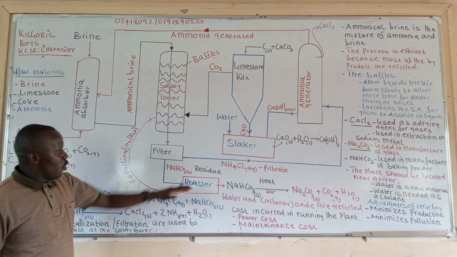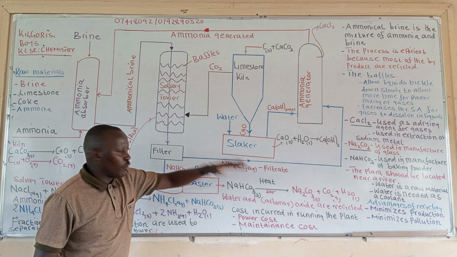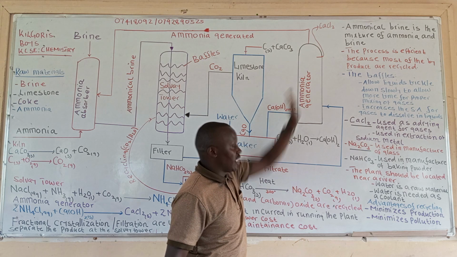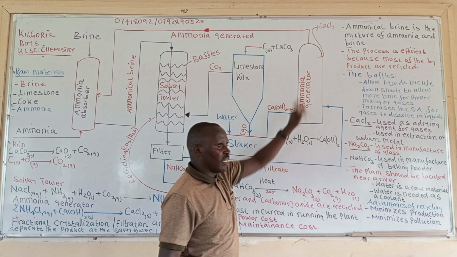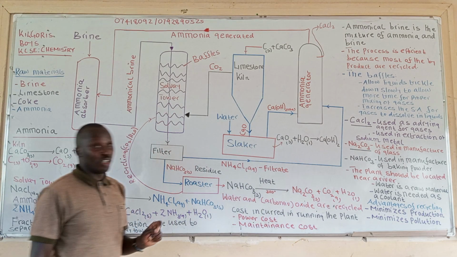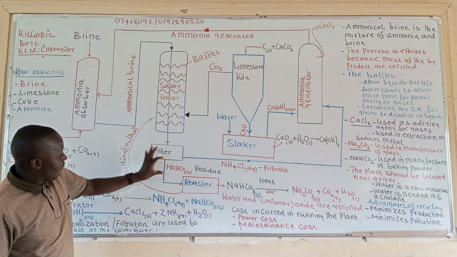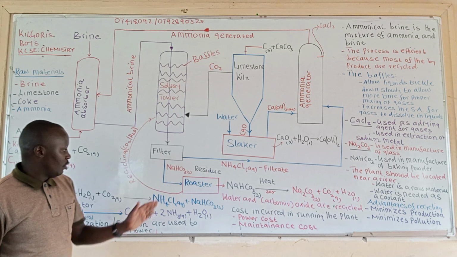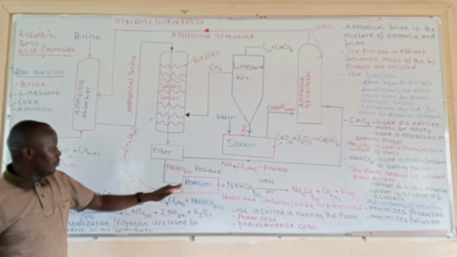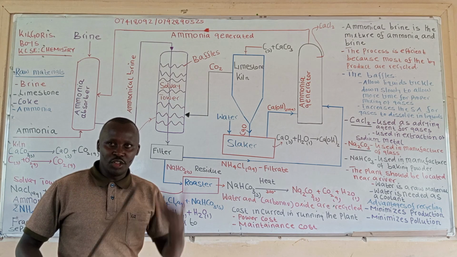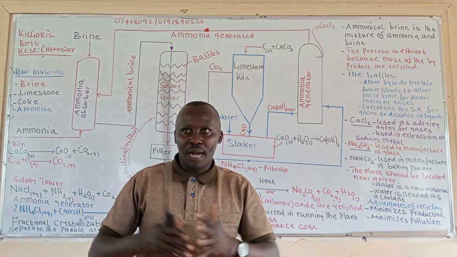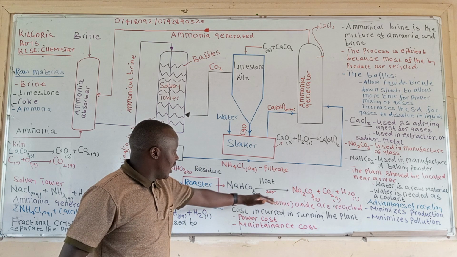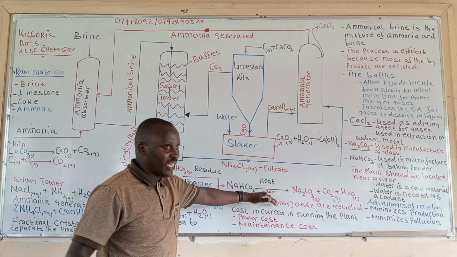After separating, the ammonium chloride as a filtrate is taken into the ammonia generator. We are going to see the type of reaction which takes place there. But before that, we obtain sodium hydrogen carbonate as a residue. The residue of sodium hydrogen carbonate is taken into the roaster. In the roaster, the sodium hydrogen carbonate decomposes. It is heated at a very high temperature, at around 300 degrees.